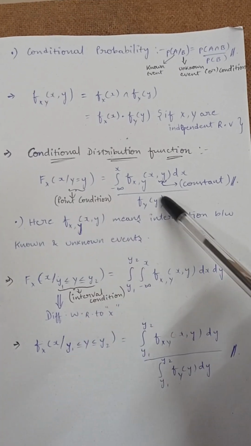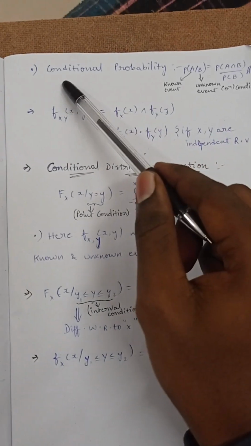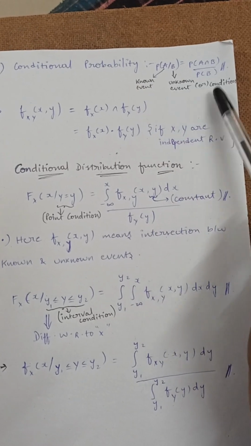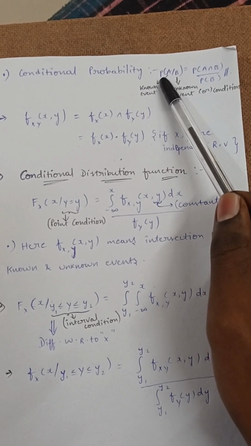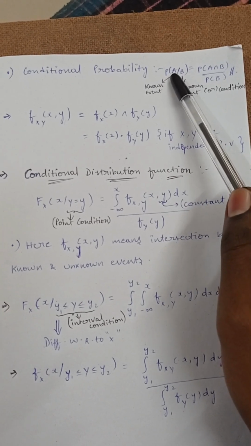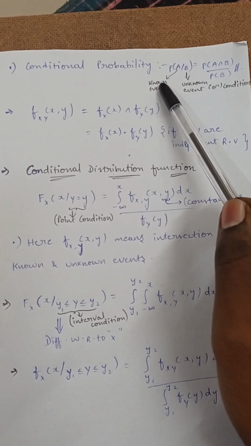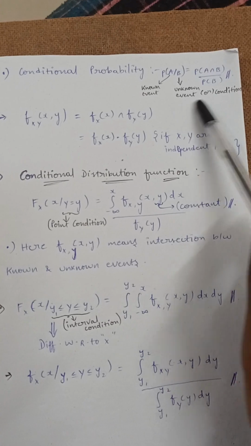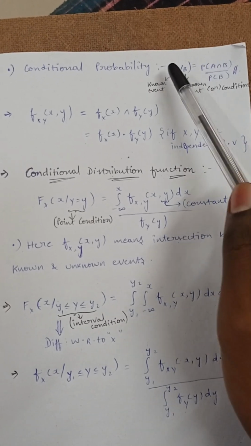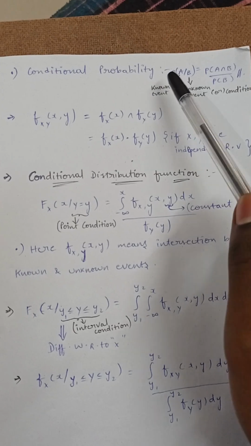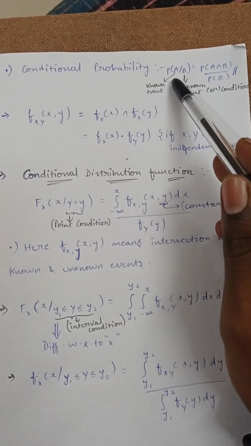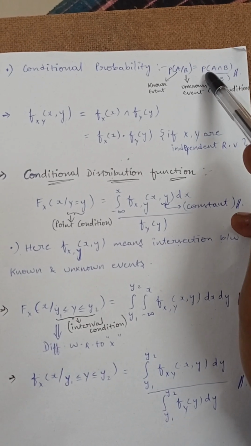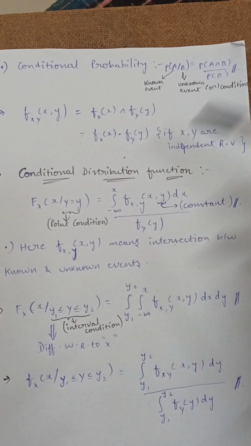We can compare this formula with the normal conditional probability equation, which consists of a known event, an unknown event, or a condition. Looking at this formula, P of A given B, A is an event which is known to us, and B is an unknown event, or we can say a condition. With this condition, we need to know the probability of this event. So we can write this as P of A intersection B. We can say that both events are happening simultaneously.